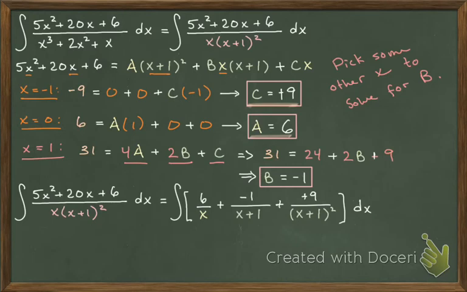Integrate each one of those. Integrating 6 over x, I should get 6 natural log of x. Easy enough.